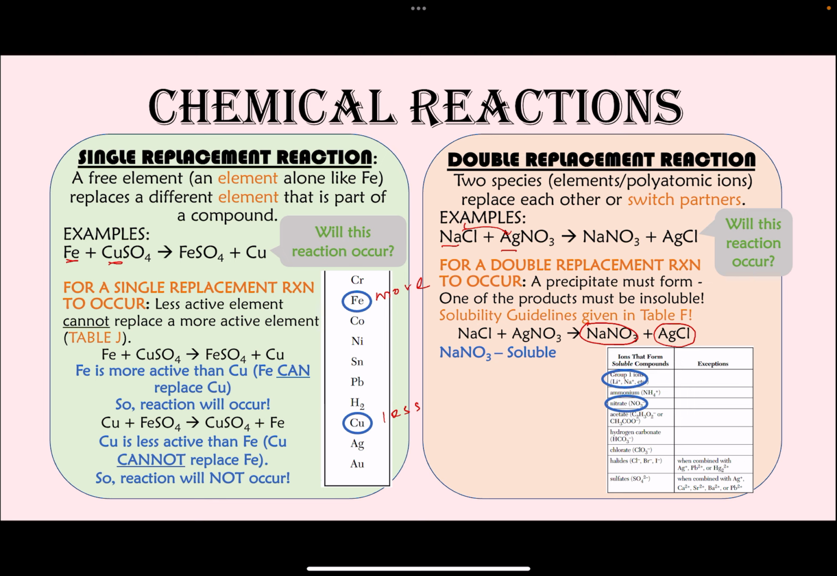If you look at silver chloride, your table F says that chlorides, which are halides, are always soluble except when they combine with silver, lead, or mercury. So in this case, because our chloride is combining with silver, it's going to be insoluble. So that means silver chloride is going to be the precipitate in this reaction. Now, because we are forming a precipitate, that means the reaction will occur. If both of our products turn out to be soluble, that means the reaction will not occur. Okay, so that's how we figure out whether a single and a double replacement reaction will occur or not.